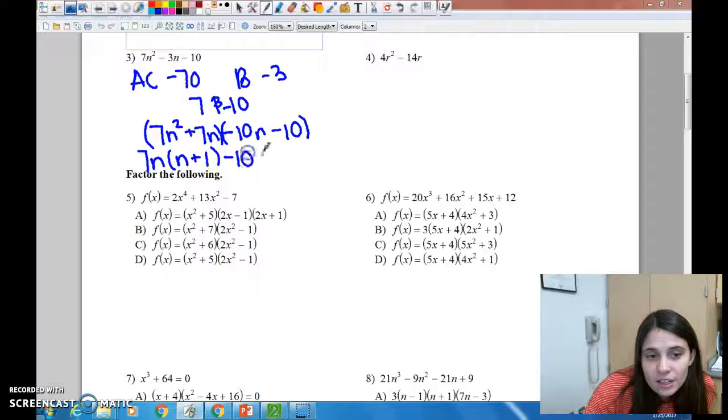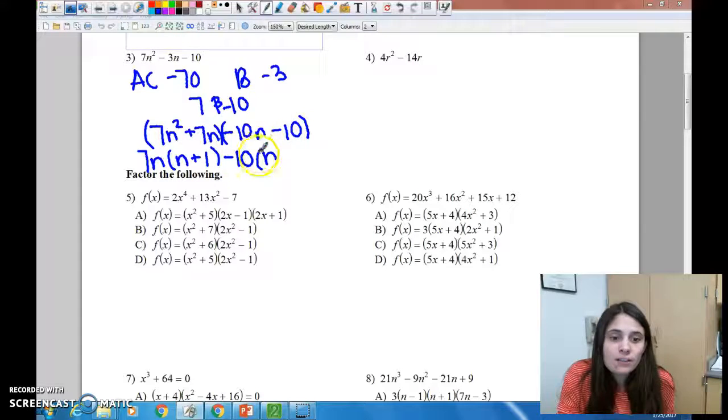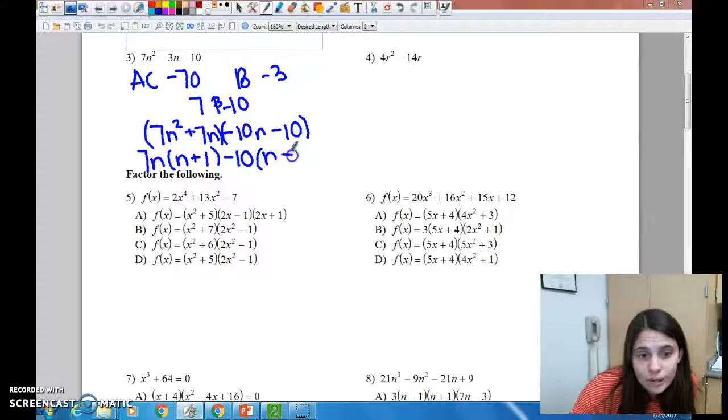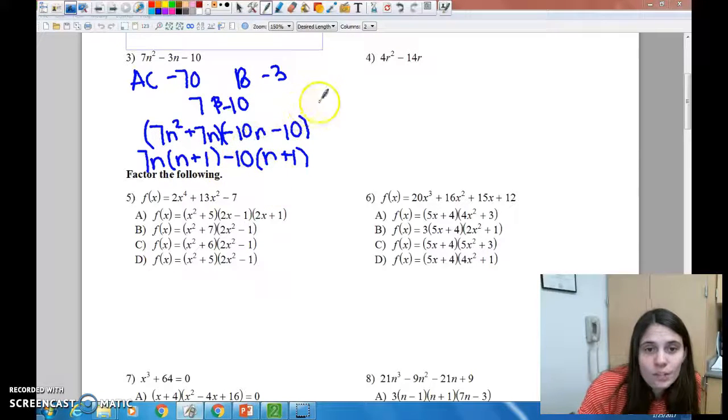So I'm going to factor out a -10. So -10n divided by -10 is just n. -10 divided by -10 is 1. So I have n plus 1. So now my parentheses match, which is what I want to have happen. So this factors to n plus 1, which is what's in parentheses.